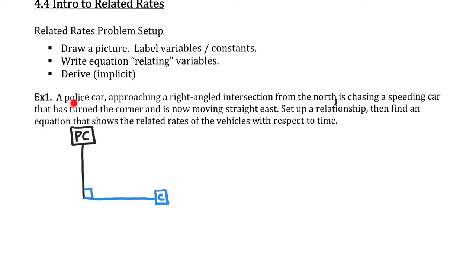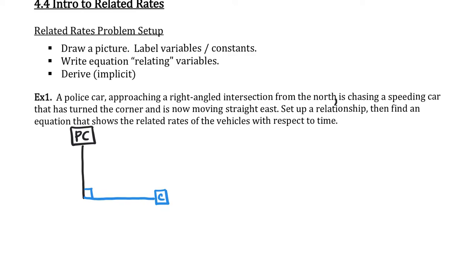Okay, let me read that again to make sure I'm okay. Police car, he's approaching the right-angled intersection from the north, he or she. So he's coming down. He's chasing a speeding car that has turned the corner and is now moving east. There's the speeding car. Now the police car has a certain rate because it's going this direction at some rate. This car has its own separate rate. I don't know who's going faster than who. We would only find out if we knew the end of the scenario. But I want to set up an equation to relate their rates together. So to start off, I just wanted an equation that is going to relate their distances, and then I can compare their rates.